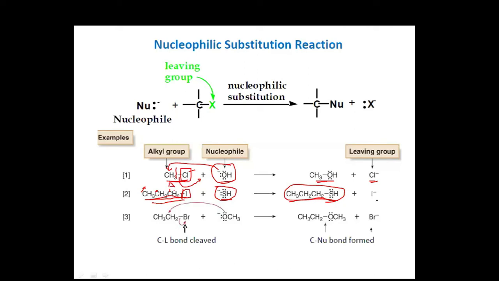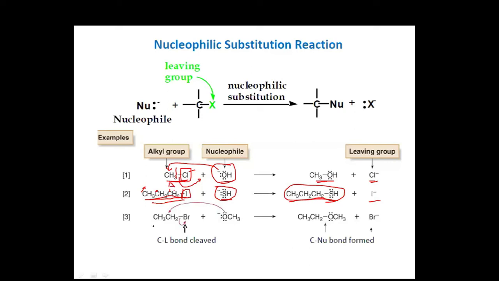Then the leaving group is iodine. So any other names for this? Propane thiol. Yes, sir.